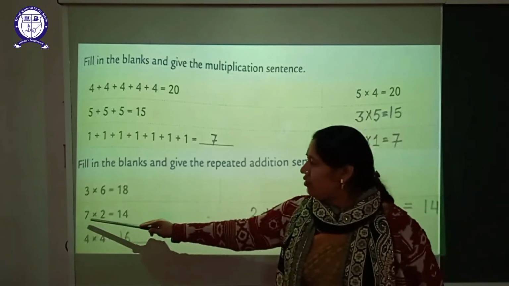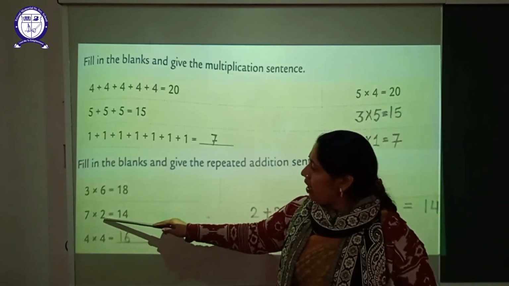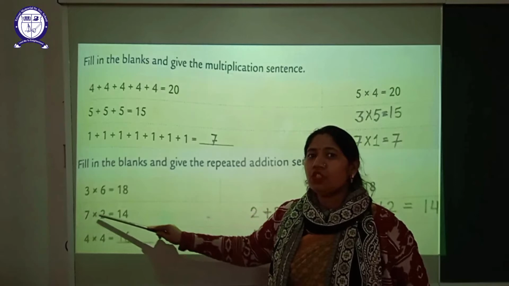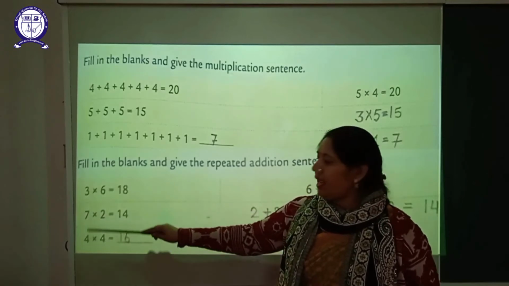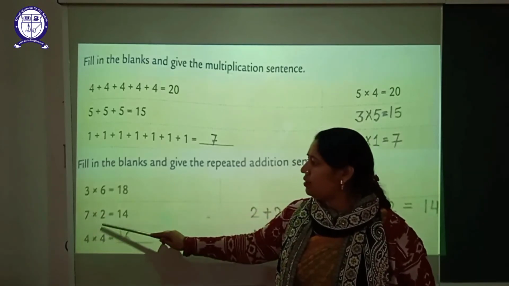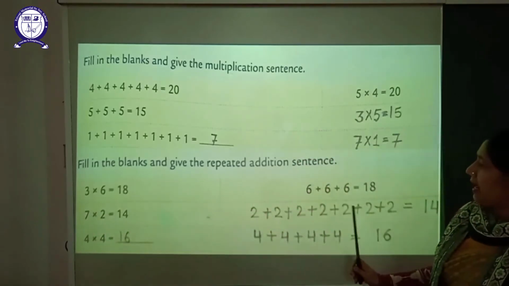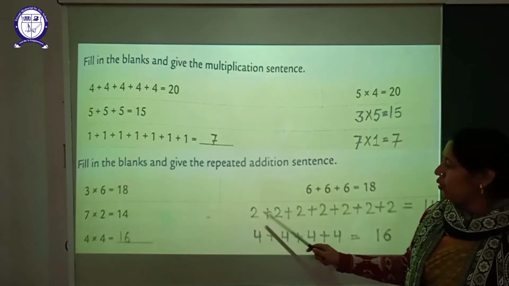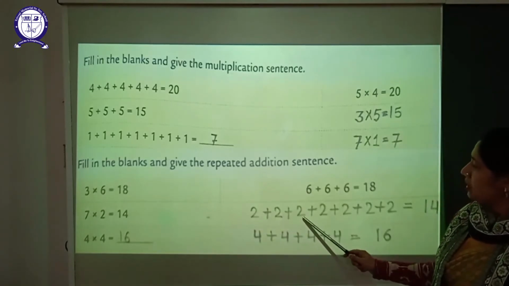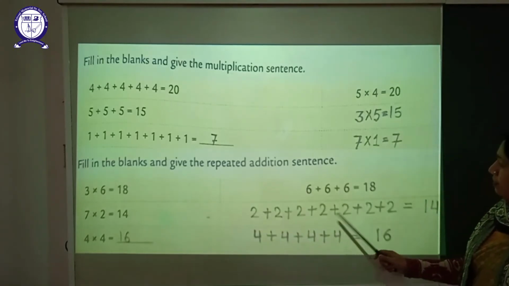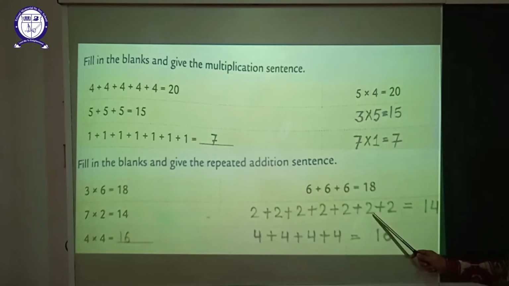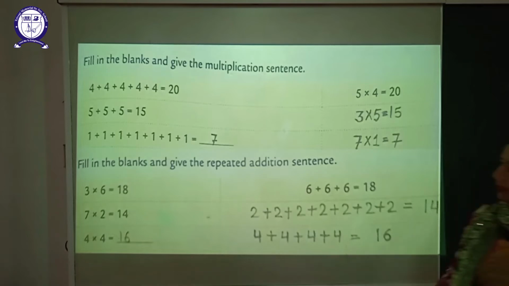So look here, we have to write. We have to read out 7 times 2. I am repeating 7 times 2. So we have to write like this. 1 times 2, 2 times 2, 3 times 2, 4 times 2, 5 times 2, 6 times 2, 7 times 2. So 7 2s are 14.